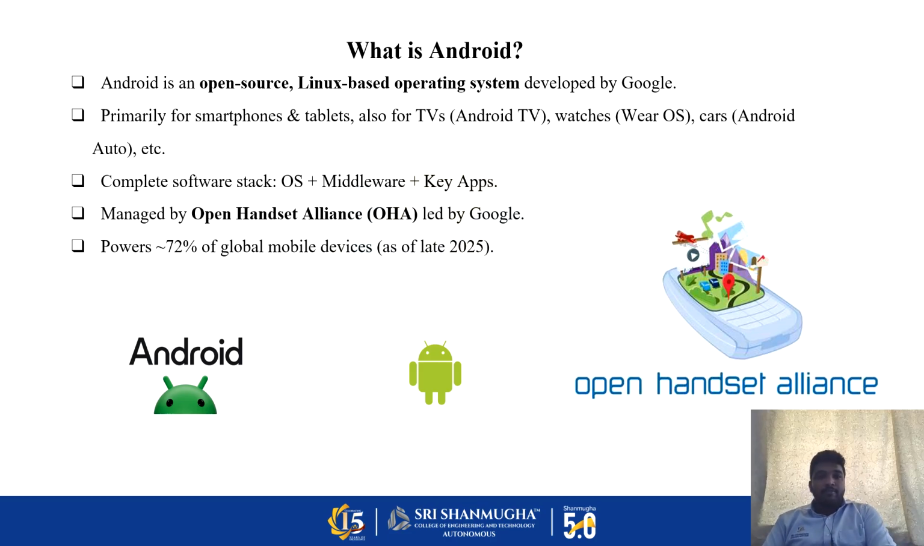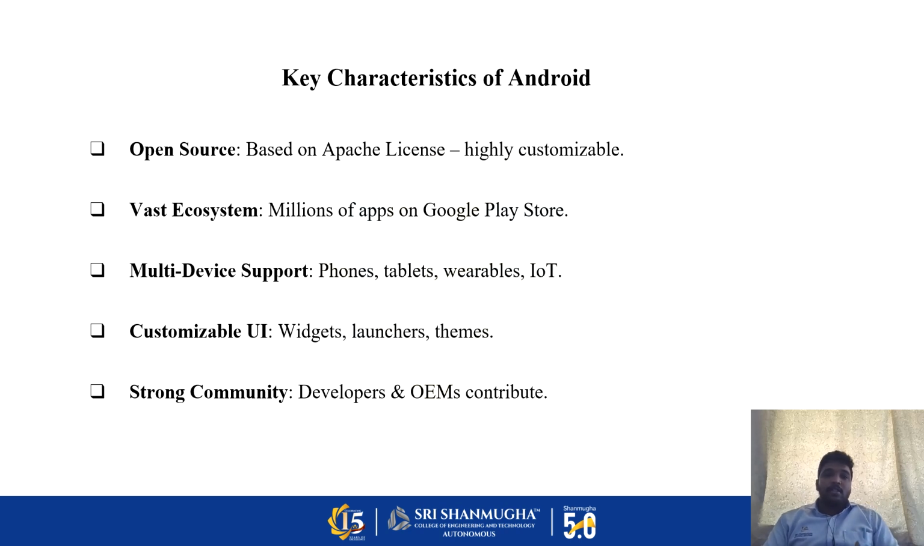Can we go to the next slide? Key characteristics of Android. Building on the definition, here are Android's standout characteristics. First, open source: free to modify, leading to custom skins like Samsung One UI and Xiaomi HyperOS. Second, a vast ecosystem, with over 2 million apps on the Google Play Store. Third, multi-device support, from budget phones to wearables, tablets, smart TVs, cars, and now XR devices.